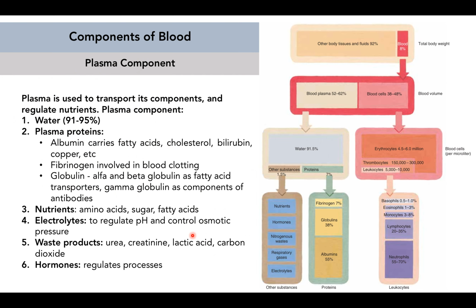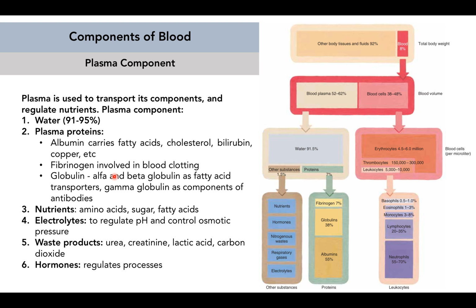And when we talk about the plasma component, it is majorly composed of water. So water makes up about 95% of the plasma, and the remaining 5 to 9% in plasma is basically proteins, nutrients, electrolytes, waste, and hormones. So what kind of proteins can we find in plasma? Well, basically just carrier proteins mostly. These are the proteins that carry a lot of other molecules, whether it's fatty acids, cholesterols, bilirubin, copper, etc.